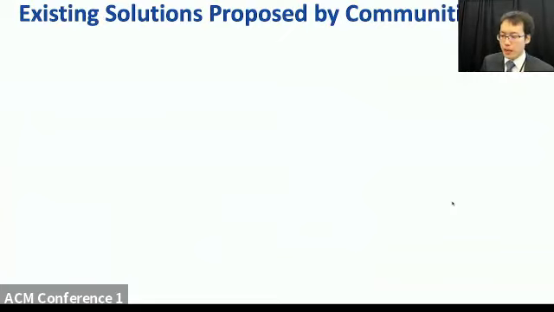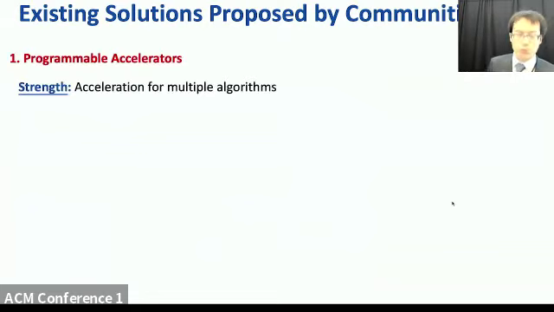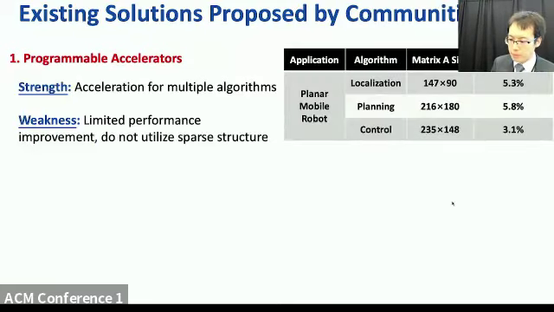Therefore, the architecture community has proposed several solutions to design accelerators for robotic computing. The first type is programmable accelerators, which are great for accelerating different algorithms, but may limit the performance improvement because sometimes they are not able to leverage the unique features of the algorithms. The table on the right is an example of robot applications where all three algorithms need to solve matrix equations of hundreds of dimensions, with a sparsity level of around 95%.